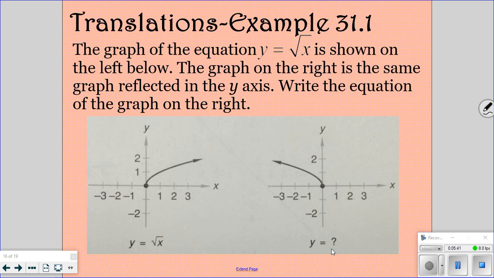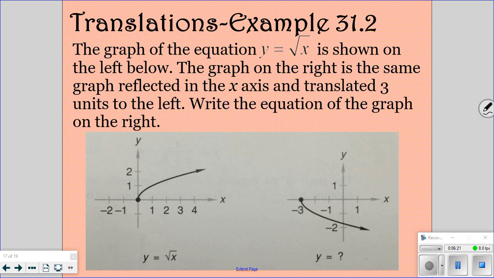So now we're going to get to the examples. So again, it's the same concept as what we did in geometry, but it's a completely different question. They tell us this is the graph of the square root of x, and we want to know what is the graph here. Well, it was reflected across the y-axis. So that means that our x values were changed. And so that's just going to be y equals square root of negative x. So that would be the equation of this new graph. Your x values are changed because it went across the y-axis. And that's the only difference in the equations.